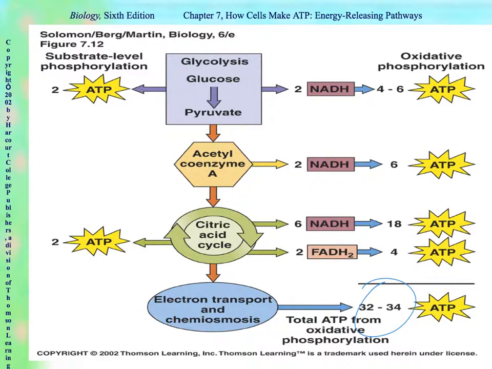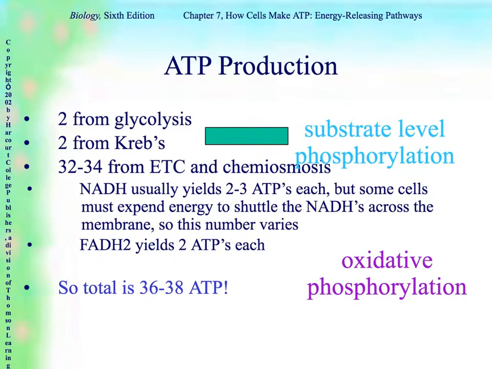Some of them are made in the individual steps, and some of them are made through the membrane. Okay, so this is kind of what the other slide was showing. The ATP production: 2 of the ATPs were made from glycolysis, and 2 of them were made from Krebs. Those 2 that were made from the Krebs and glycolysis, that is called substrate level phosphorylation. The 32 to 34 from the electron transport chain and chemiosmosis, those were made from oxidative phosphorylation.